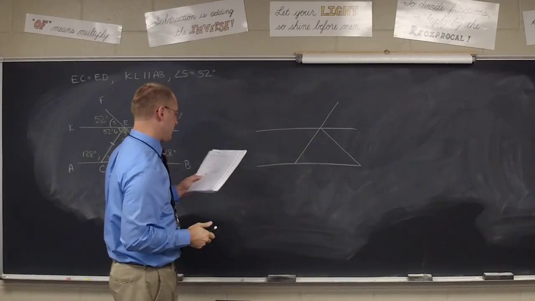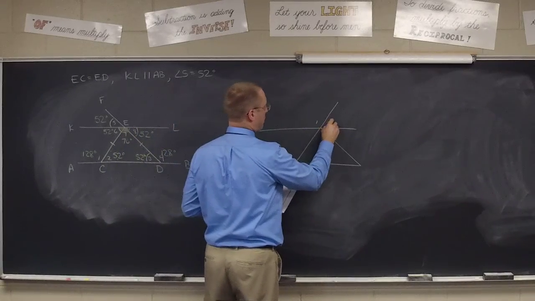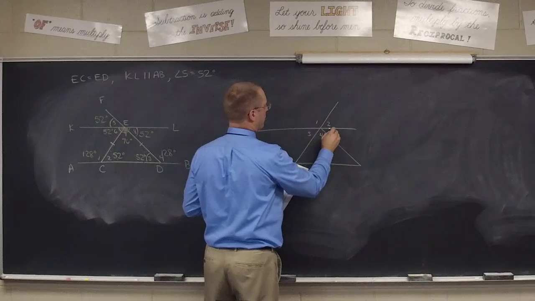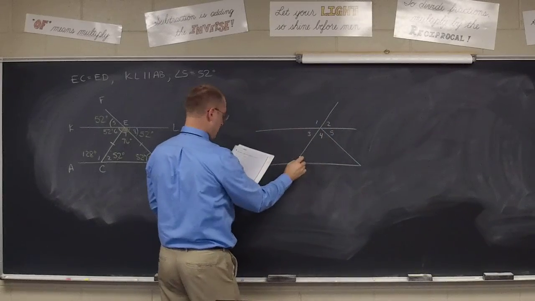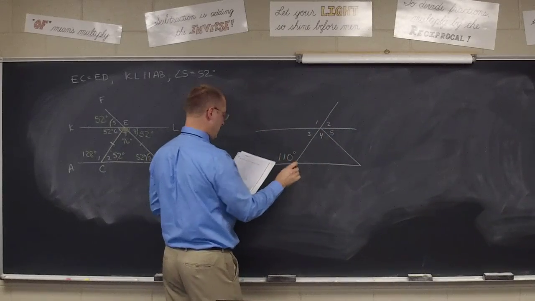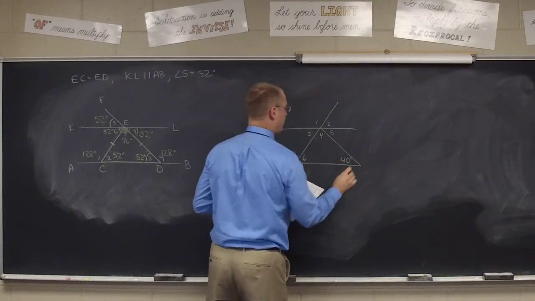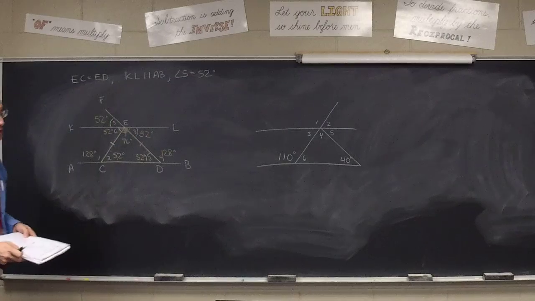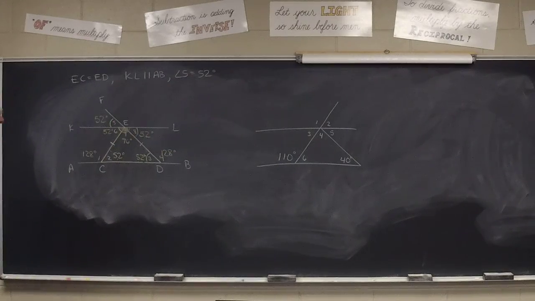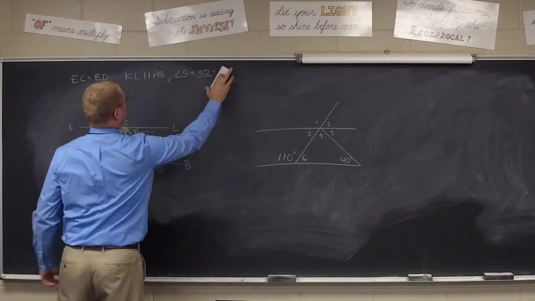Now let's draw a similar picture here. I'm going to number these angles 1, 2, 3, 4, 5. I'm going to tell you that this angle is 110 degrees. We have an angle 6. I'm going to tell you we have a 40-degree angle also. So there are 6 more angles that I want you to solve for.